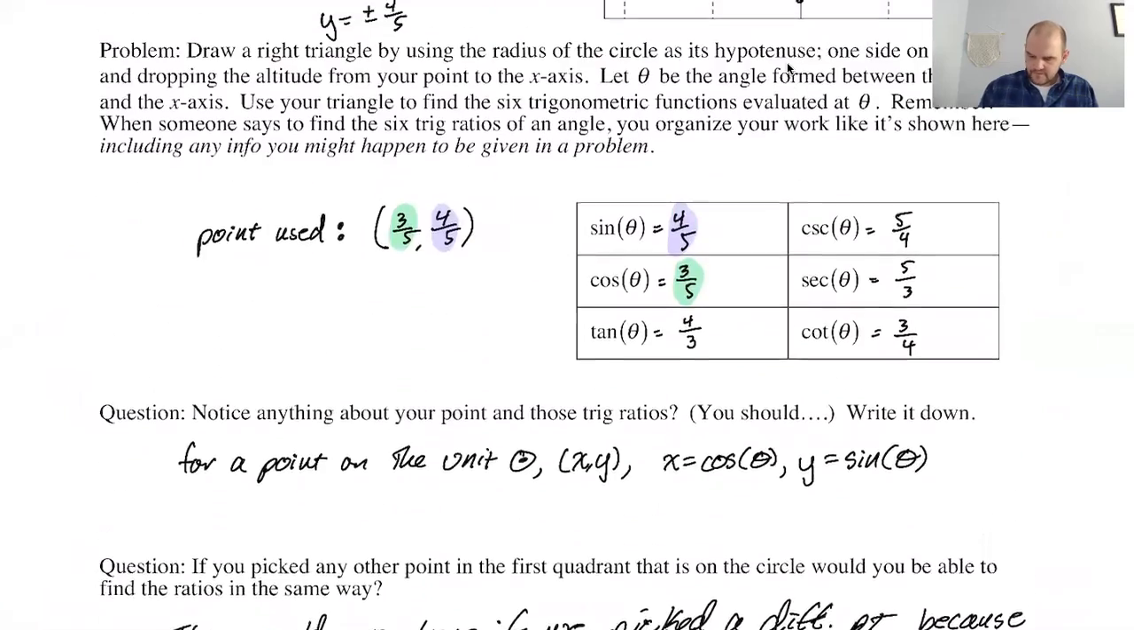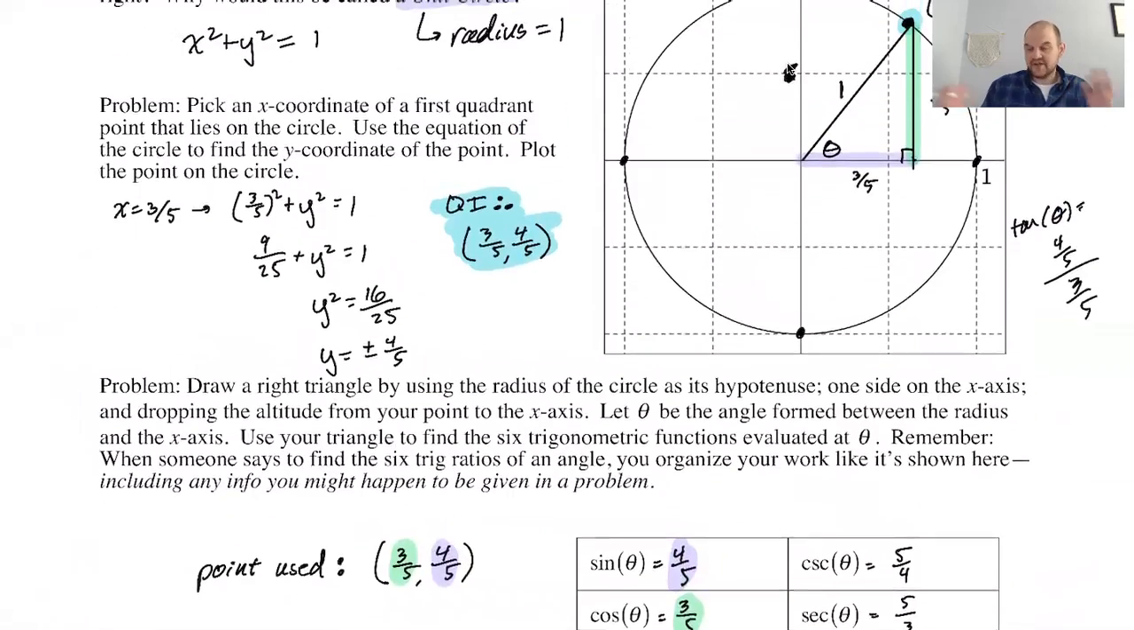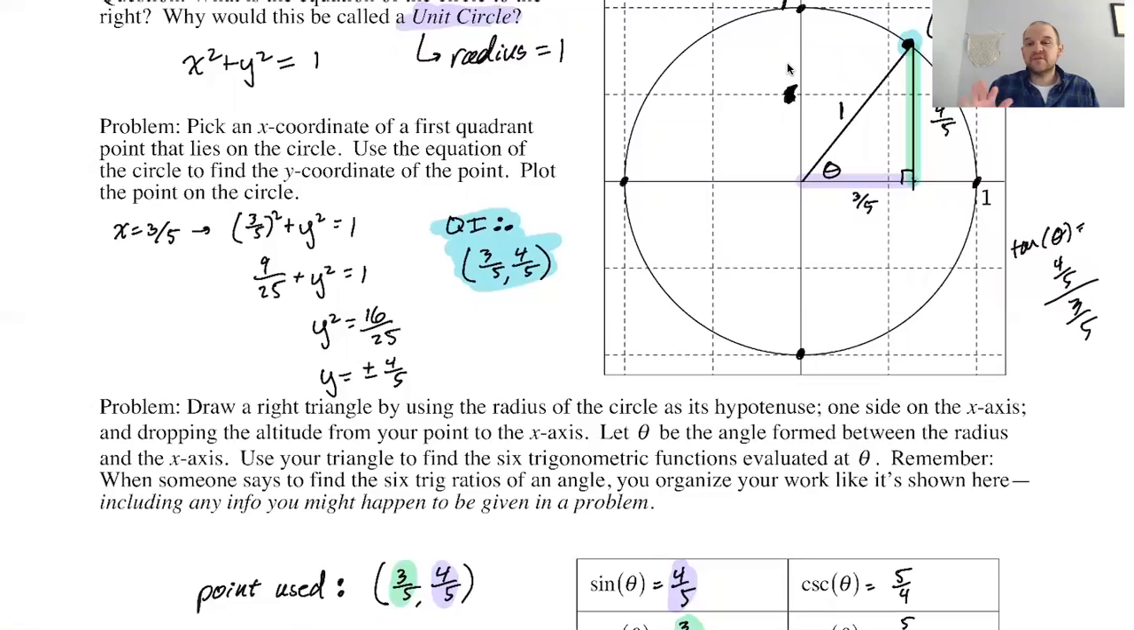So I think it'd be a good idea for you to try this again with another point. Maybe try it with something that's not going to be rational. Maybe try it with x equals 1/2. See what happens. What does y equal? What angle are you working with? If x is equal to 1/2, it means cosine is equal to 1/2. It means sine is equal to radical 3/2. It means that you're working with pi over 3.